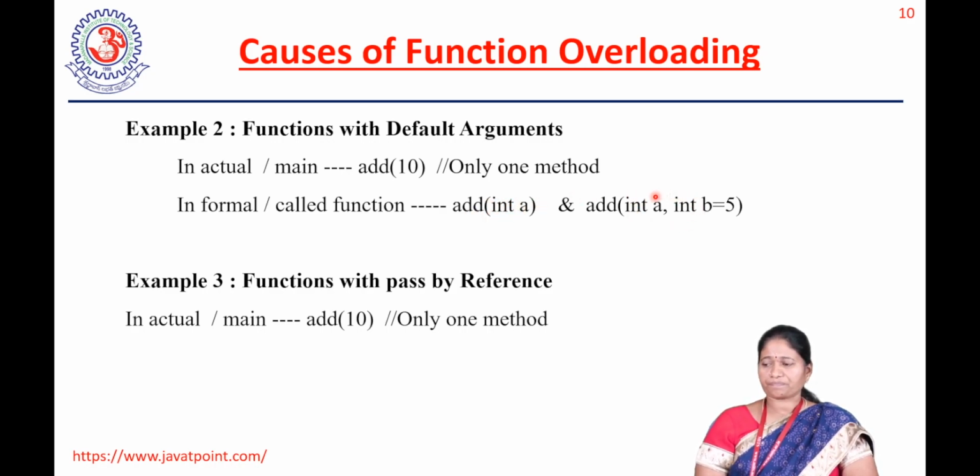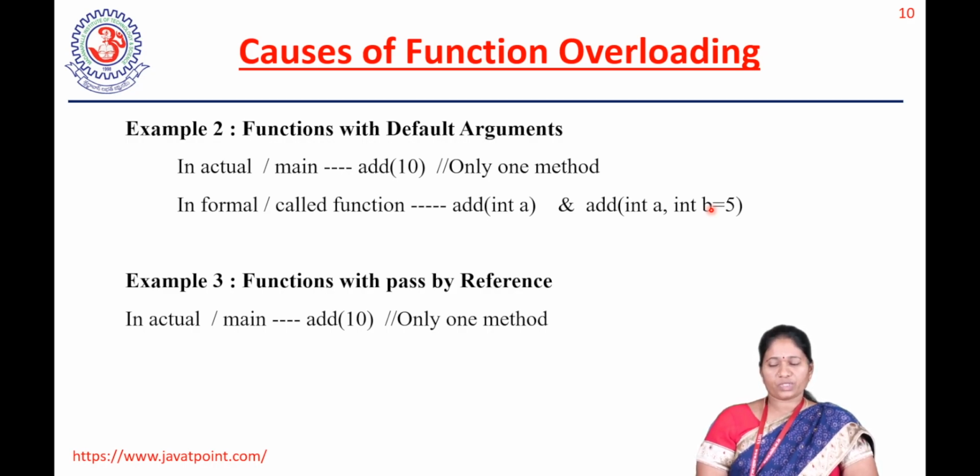But here we have a function with default arguments. If you declare any function with default arguments, this value is considered for the entire program wherever we want to access it. But if we access it in this case, the compiler gets confused whether I need to call add integer a, or should I call add integer a comma b is equal to 5. So we face this kind of problem with default arguments in the function overloading concept.